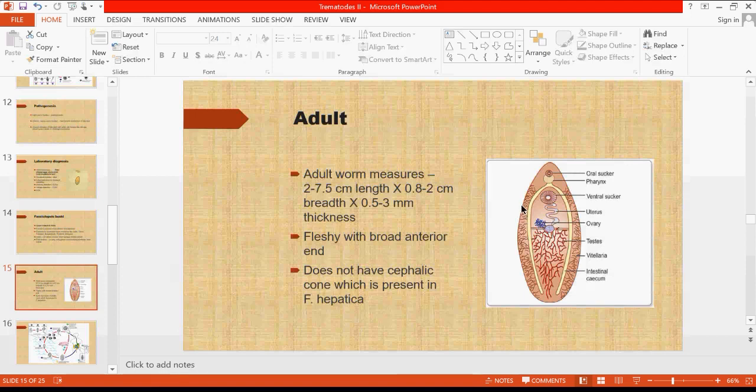Again, they are fleshy, with a broad anterior end. Here the anterior end is not pointed, as we saw the pointed projection in the case of Fasciola hepatica. It also does not have the cephalic cone, that is, the shoulder-like structure. Okay, they don't have any shoulder-like structure. The typical leaf-like structure can be seen in this Fasciolopsis buski.